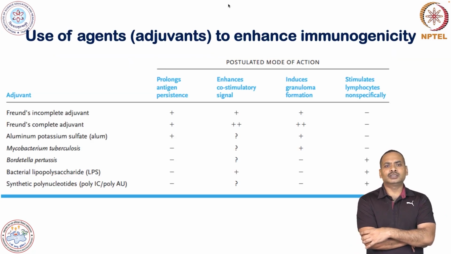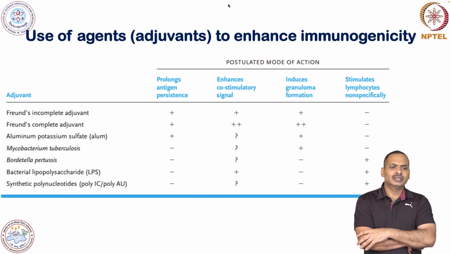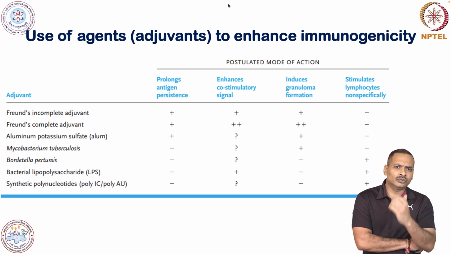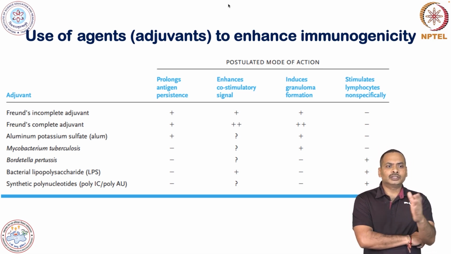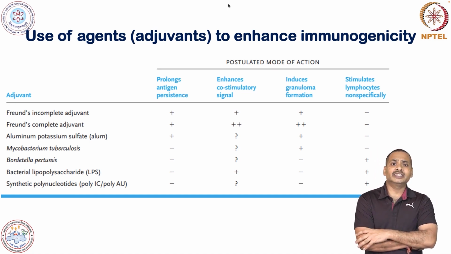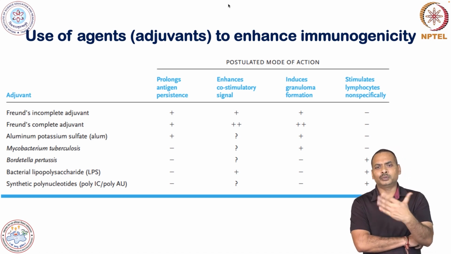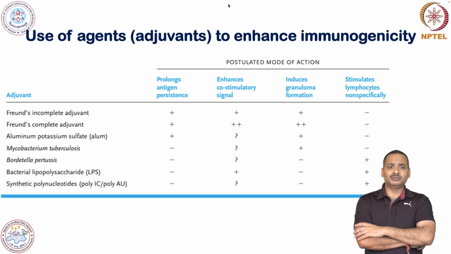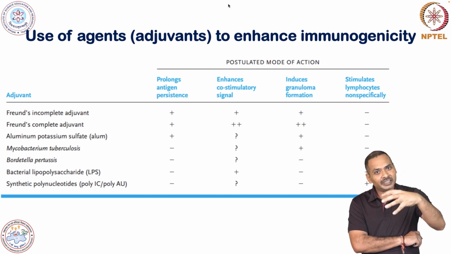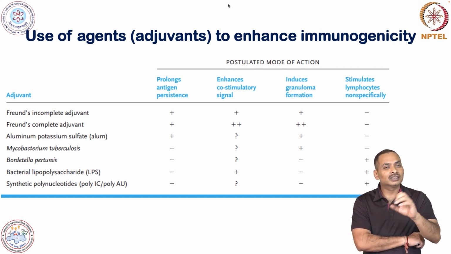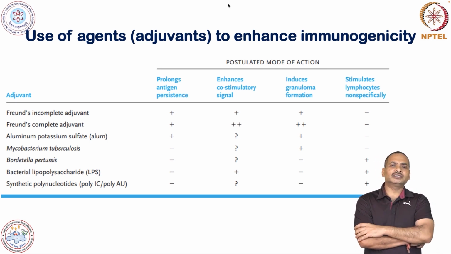So now I will talk about some of the adjuvants used in animals, and I have told you there is only one adjuvant which is used in the case of humans. I will come to that point. Here I have already discussed Freund's incomplete adjuvant. The probable mode of action is prolonged antigen persistence, which we achieve by making an emulsion, and then there is slow release or slow phagocytosis by the phagocytic cells.